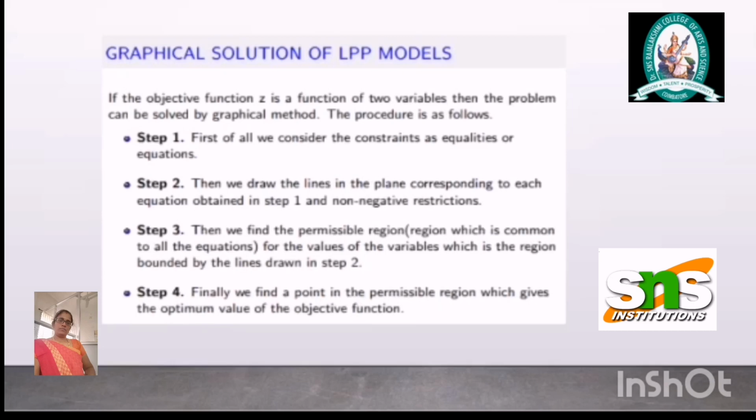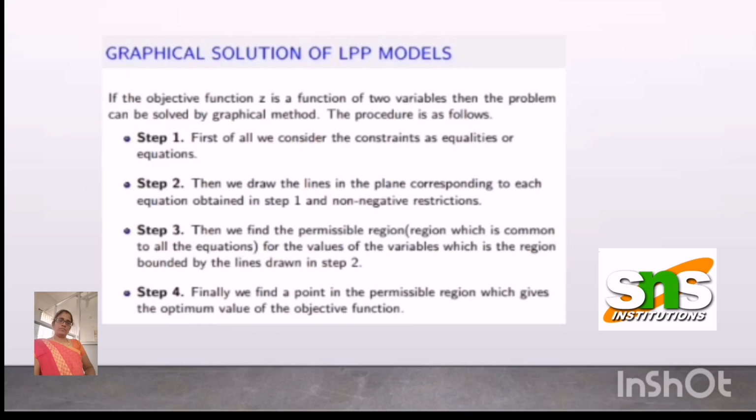Next, we are going to see the steps of the graphical solution of LPP models. What are the steps involved? The major steps in the solution of linear programming by graphical method are: identify the problem, the decision variables, the objective and the restrictions. Set up the mathematical formulation of the problem. Plot a graph representing all the constraints of the problem and identify the feasible region.